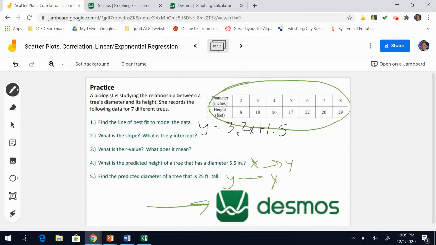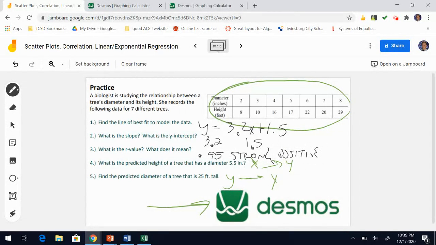What is the slope? The slope is 3.2. That's my change of y over my change of x. What's my y-intercept? That's the 1.5, so that's my initial height. What was the R value? That R value is 0.95. I do remember that, and that means it's a very strong positive correlation, right?